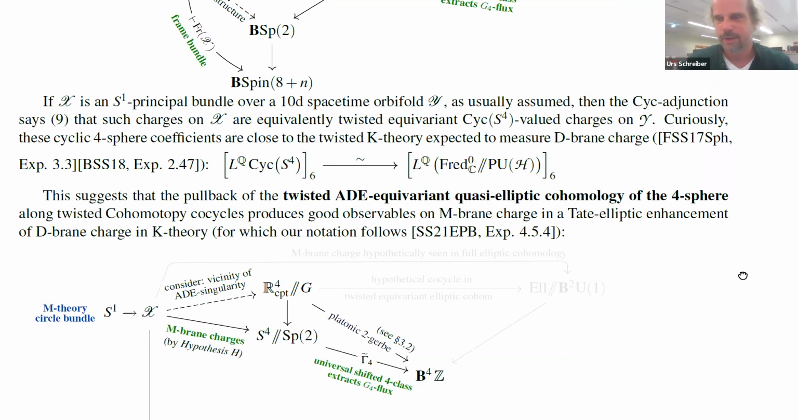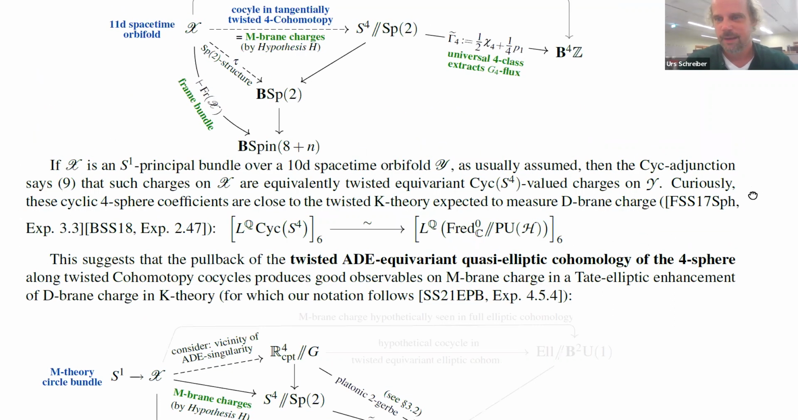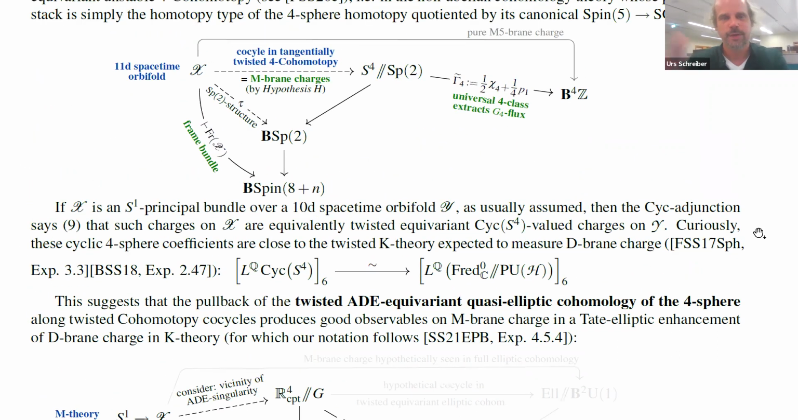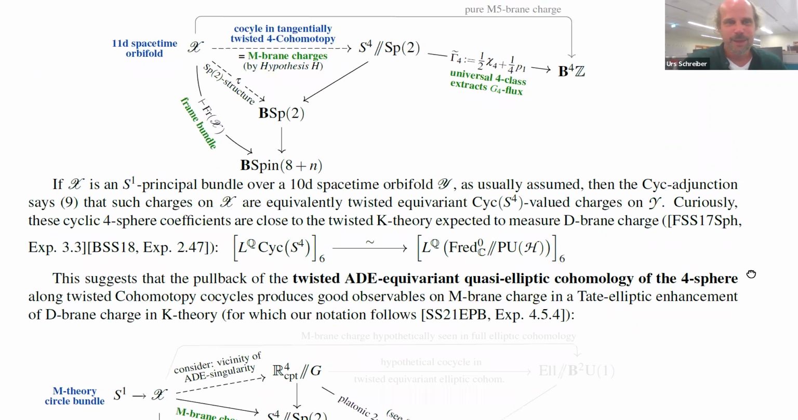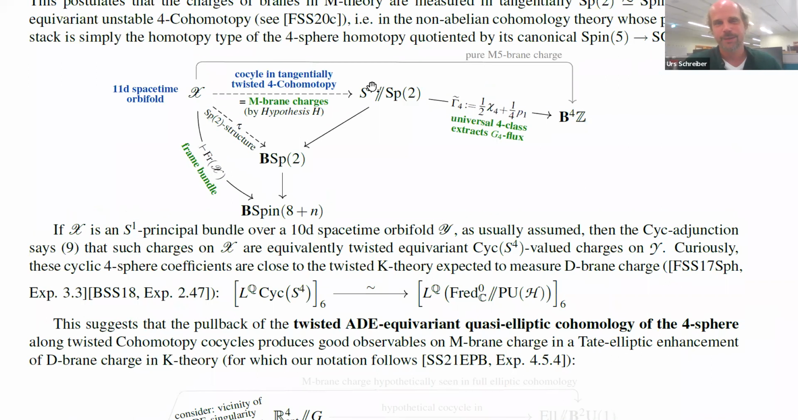I do want, if I have just 1 minute maybe, to allow me just to end on this note, which I mentioned in our conversation yesterday, which is kind of the little exercise, or the little question we want to pose to the community or to you. The following is something we would like to know. So in applications to string theory, we're interested in such cocycles on a space-time X, which take values in the four sphere, in some twisted version of the four sphere.